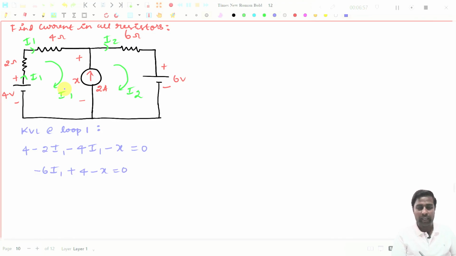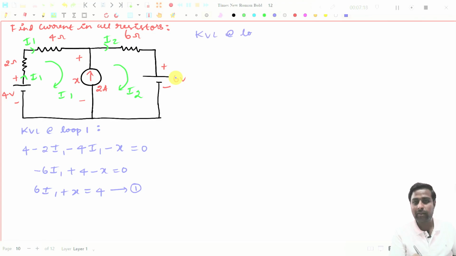Or else you bring everything to the other side. So 6I1 plus x will be equal to what? 4. That is expression number 1, right? Now what you do? KVL at loop 2. Right? KVL at loop 2.